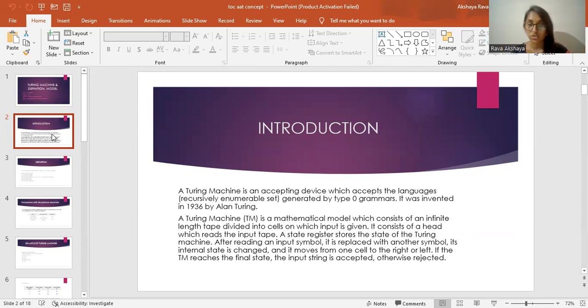A state register stores the state of the Turing machine. After reading an input symbol, it is replaced with another symbol. Its internal state is changed and it moves one cell to the right or left. If the TM reaches the final state, the input string is accepted, otherwise rejected.